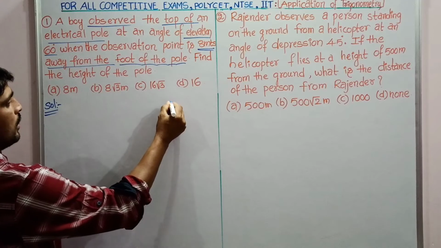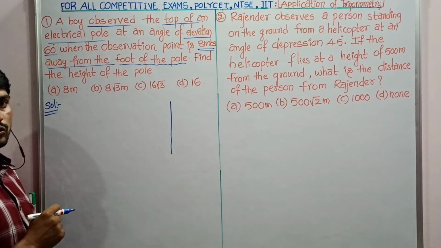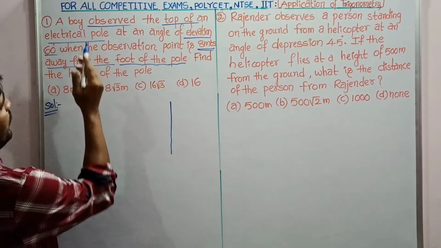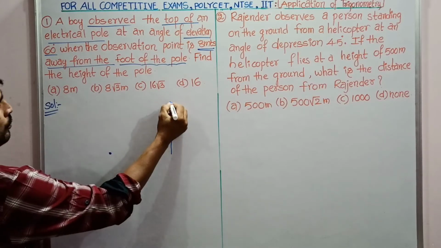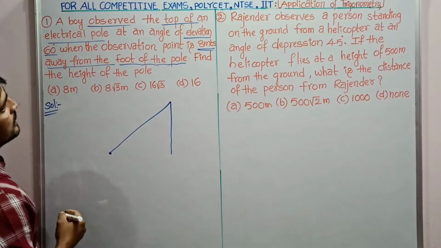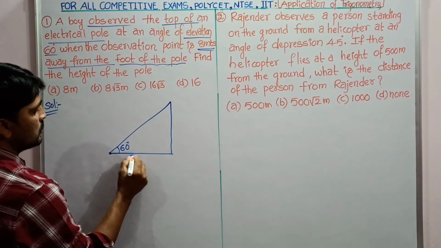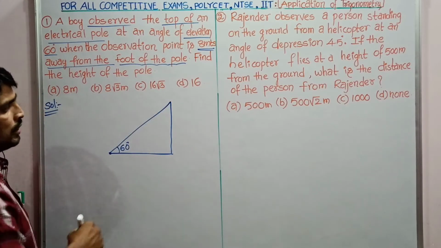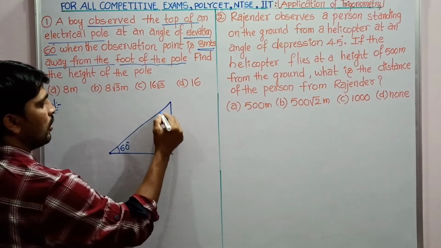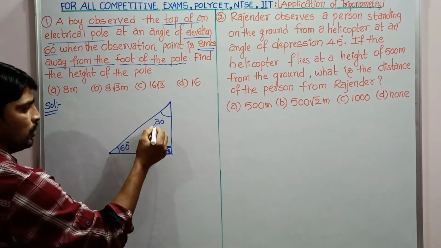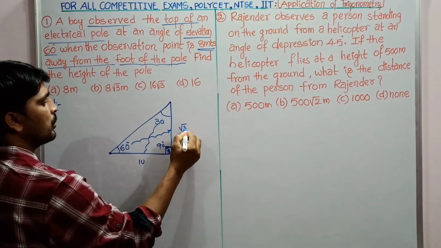So we have an electrical pole. For our mathematical convenience, we draw a line to denote the electrical pole. Let us suppose the boy observes from this point the top of the pole. So this is the line of sight at an angle of 60 degrees. Horizontal line, line of sight and height of the pole. So this is a right angle triangle, this is 90 degrees, obviously this angle is 30 degrees. We know that opposite to 30 degrees is 1 unit, then opposite to 60 degrees is root 3 units.